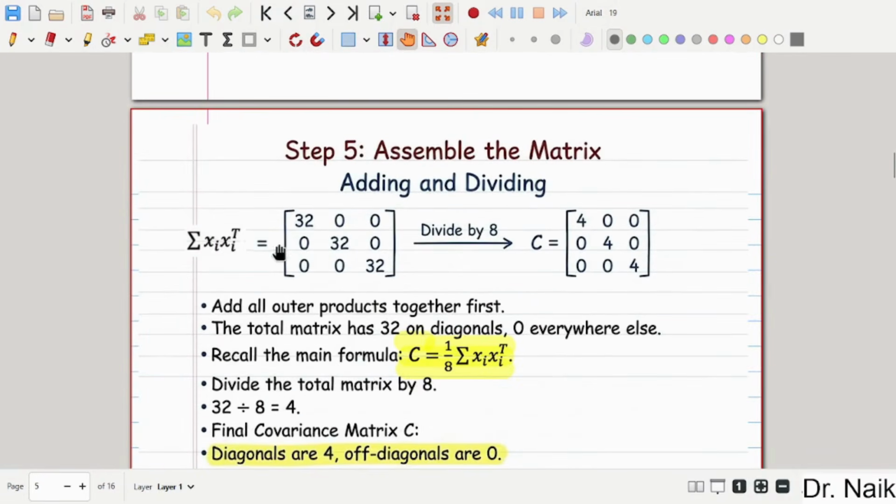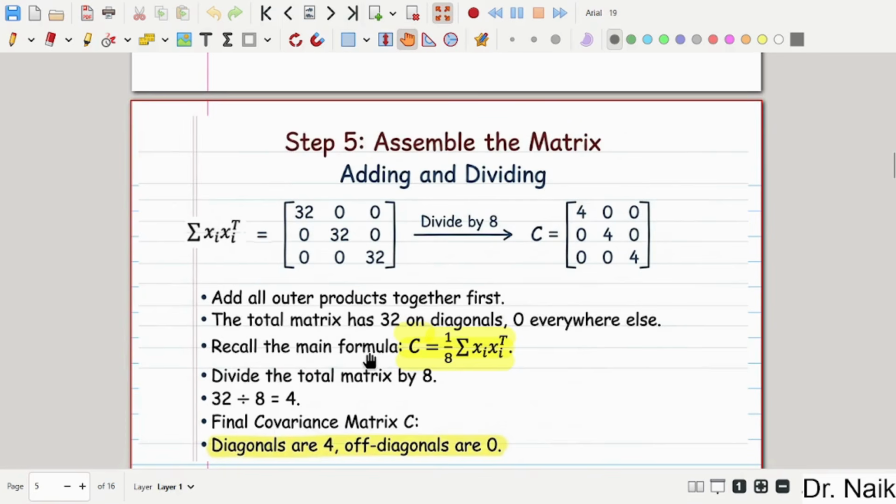So our final matrix, summation of xi into xi transpose, will look like this: 32 0 0, 0 32 0, 0 0 32. Now remember our main formula. Main formula of covariance matrix is 1 upon 8 into summation of xi into xi transpose. So divide this matrix by 8. 32 divided by 8 will give 4. So our covariance matrix is 4 0 0, 0 4 0, 0 0 4.